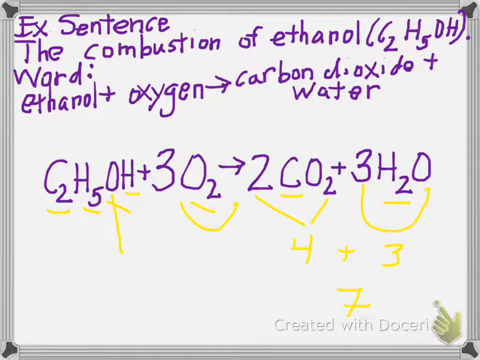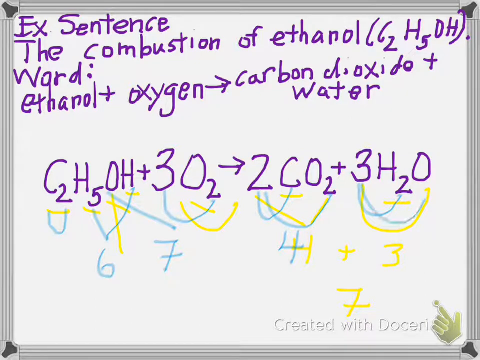So if I check this, 2 carbon, 2 carbon. 5 plus 1 makes 6 hydrogen. 3 times 2 makes 6 hydrogen. I have 6 plus 1 makes 7 oxygen. 2 times 2 is 4. Plus that 3 gives me, again, 7 oxygen. This is correctly balanced.